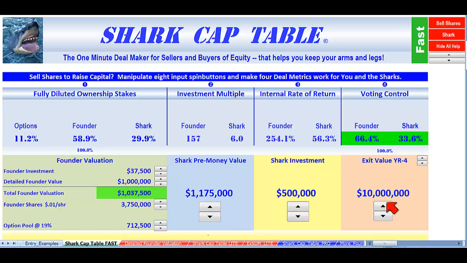Welcome to Shark Cap Table Fast, the 1-minute deal maker for sellers and buyers of equity that helps you keep your arms and legs. Today we're going to go through what happens when you receive an offer to buy some shares or investment units in typically a private deal.